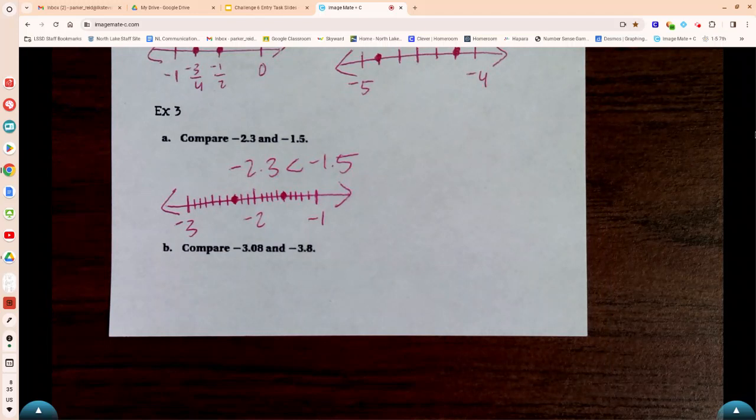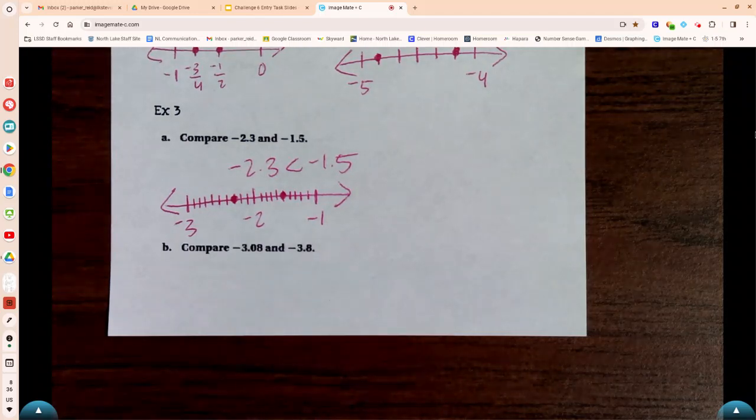This one is one that people oftentimes will make a mistake on. It says compare -3.08 and -3.8. These are not the same number. I know they both have an 8 after the decimal place, but one of them is in the tenths and one is in the hundredths. So that means they are different numbers.